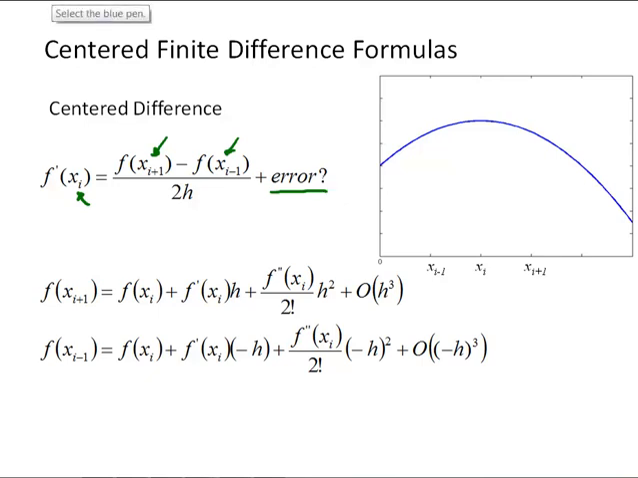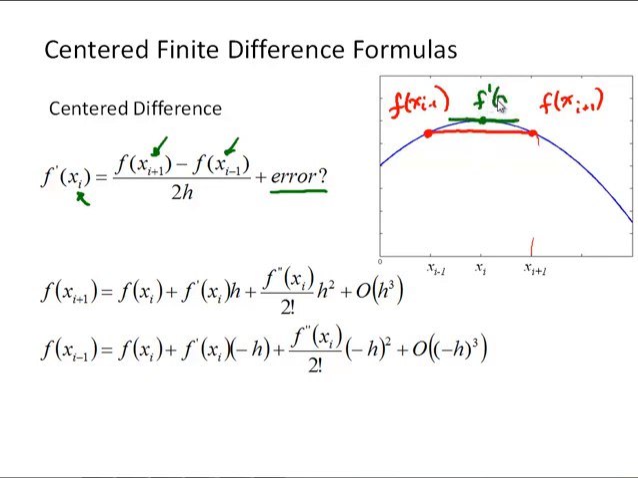So now we are, again, taking that point f(xi minus 1) and f(xi plus 1), and using that approximation to approximate the slope here, f prime at xi. And just looking at the picture, since they're on either side, and for this particular case, and it's generally true, it looks like it'll be more accurate. And we can look at the Taylor series expansion for both of those cases.